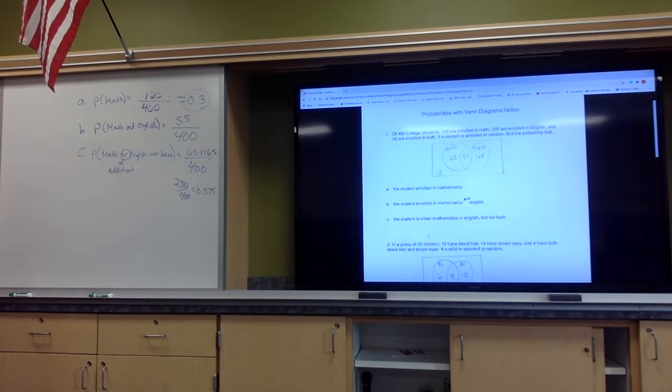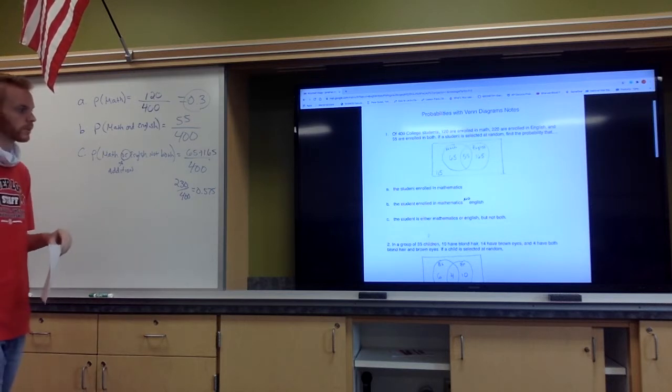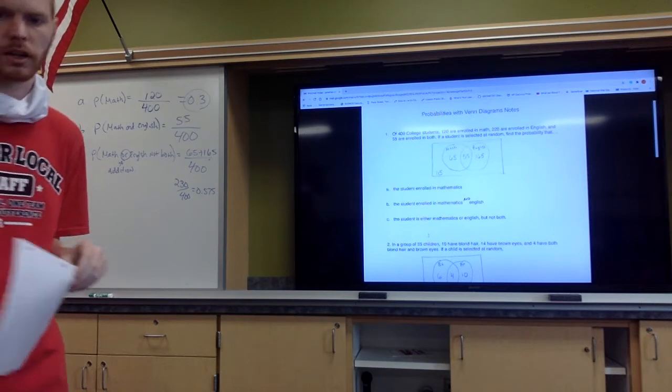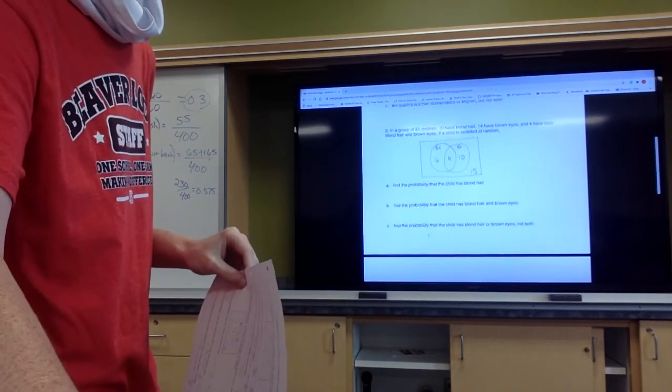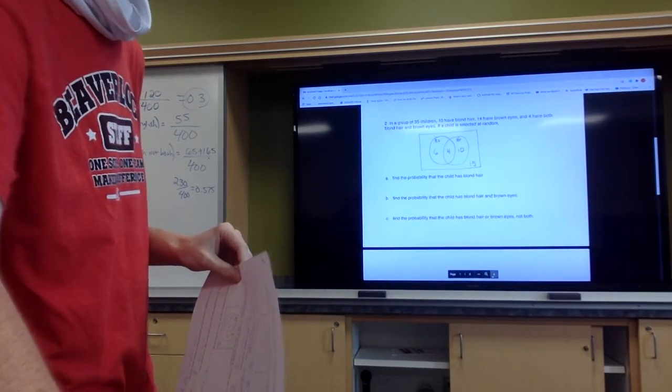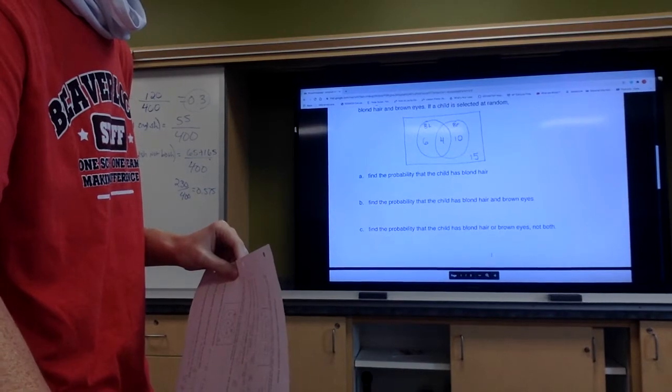Here's our first problem with Venn diagrams. All right, so far so good. Let's continue. Let's see if I can't zoom in a little bit further. Makes it easier there.